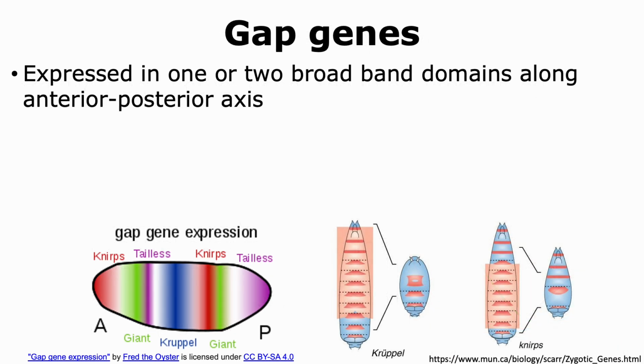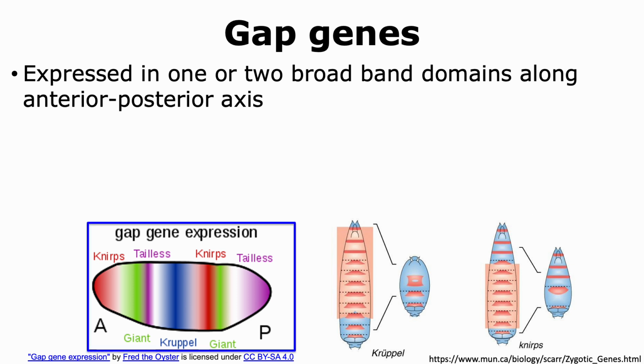Let us now look at the first set of the segmentation genes, which are the gap genes. These are expressed in one or two broad band domains along the anterior-posterior axis. So if you look at the figure that's there in the blue box, we can see the different expression patterns of the gap genes. They are noted in color and their expression bands are shown in the appropriate color.